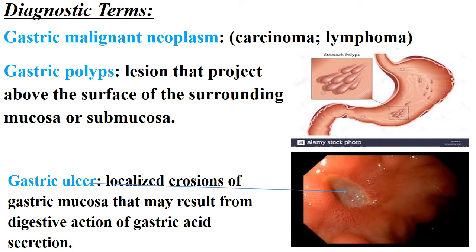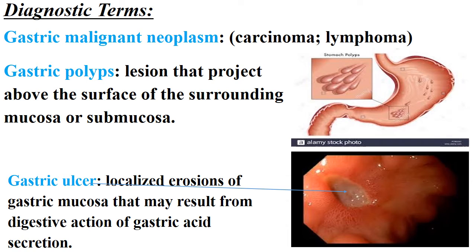Diagnostic terms. The first one is the gastric malignant neoplasm, which is carcinoma and lymphoma. السرطان والليمفوما سرطان الغدد اللمفاوية. Gastric polyps, which is a lesion that projects above the surface of the surrounding mucosa or submucosa. We can see here a lesion، انتفاخات تبرز فوق سطح الميوكوزا أو تحت الميوكوزا، تسمى gastric polyp.